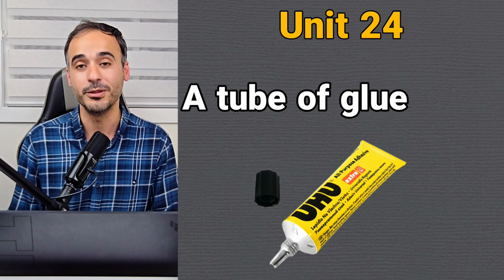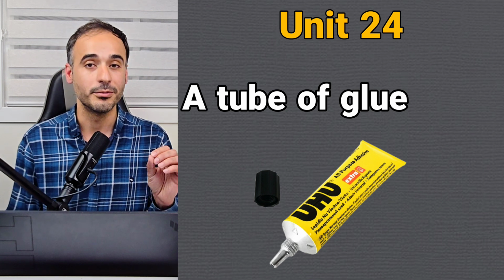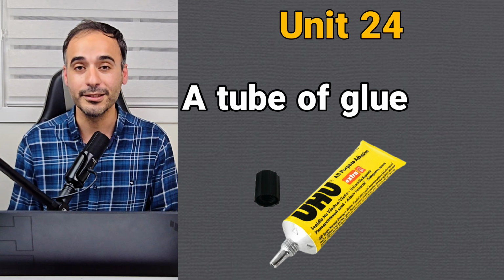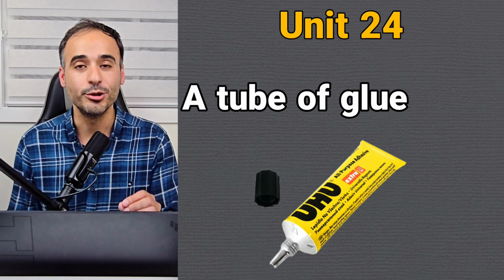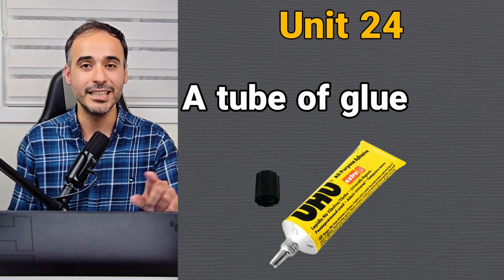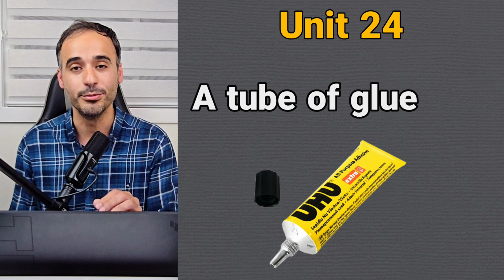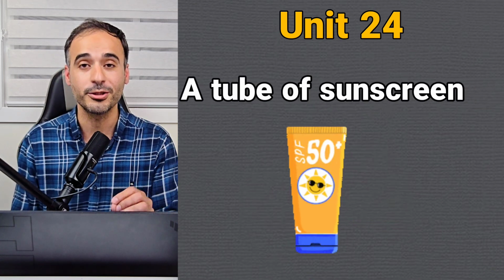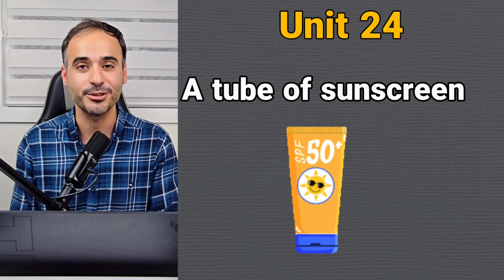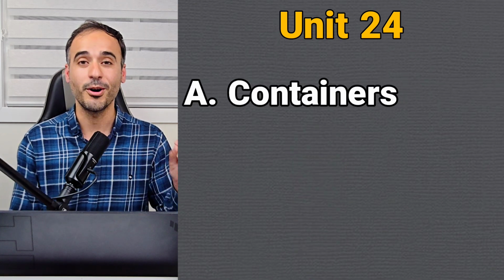In British English, we say tube. So British English, tube. American English, tube. A tube of glue. So any container like this is a tube. A tube of toothpaste. A tube of sunscreen. And that was part A.